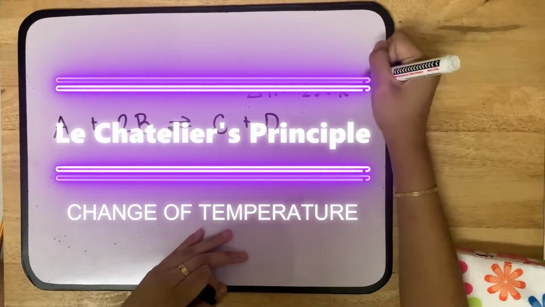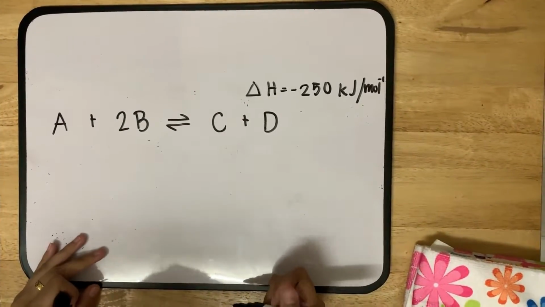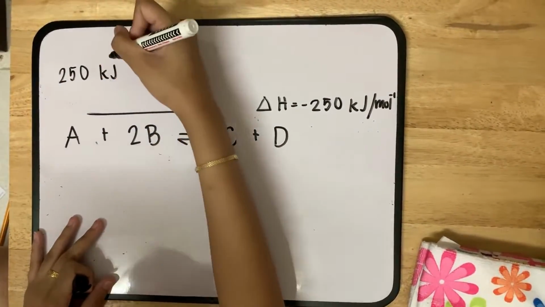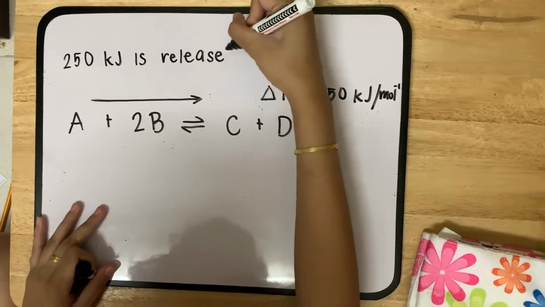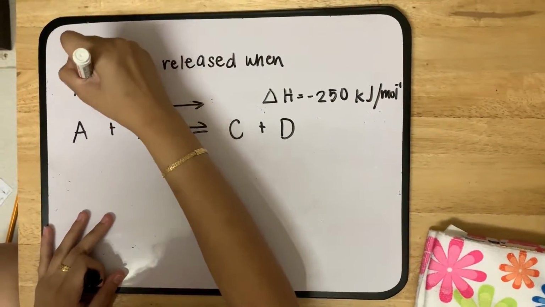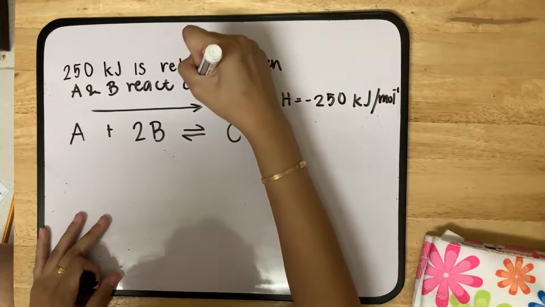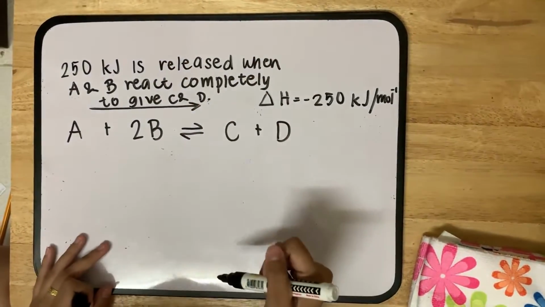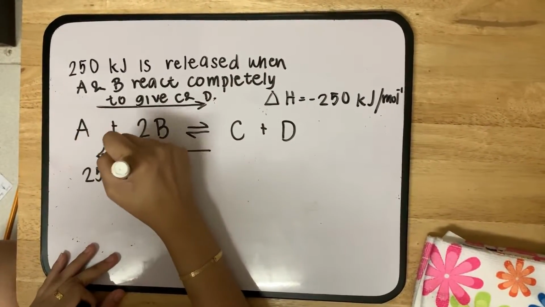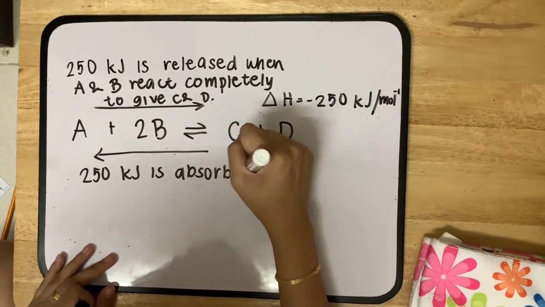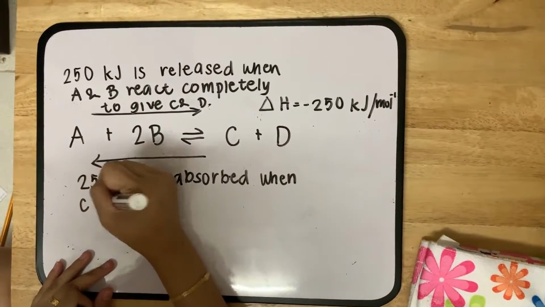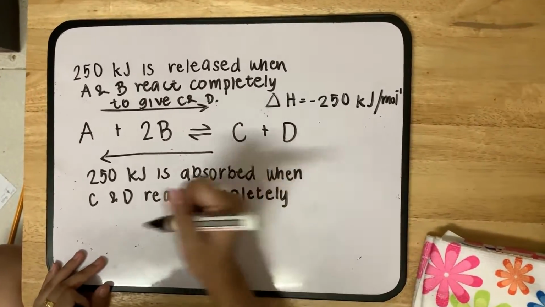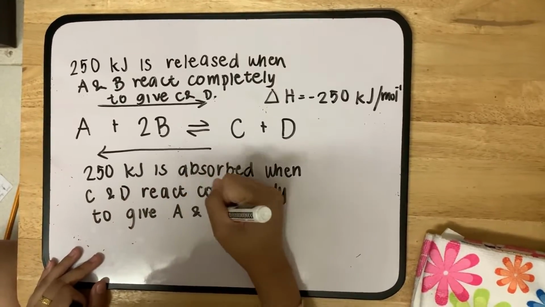Using Le Chatelier's principle with a change of temperature. For this, you need to know whether heat is given out or absorbed during the reaction. Assume that our forward reaction is exothermic, or the heat is released. This shows that 250 kilojoules is evolved, hence the negative sign, when 1 mole of A reacts completely with 2 moles of B. For reversible reactions, the value is always given as if the reaction was one way in the forward direction. The back reaction, the conversion of C and D into A and B, would be endothermic by exactly the same amount.